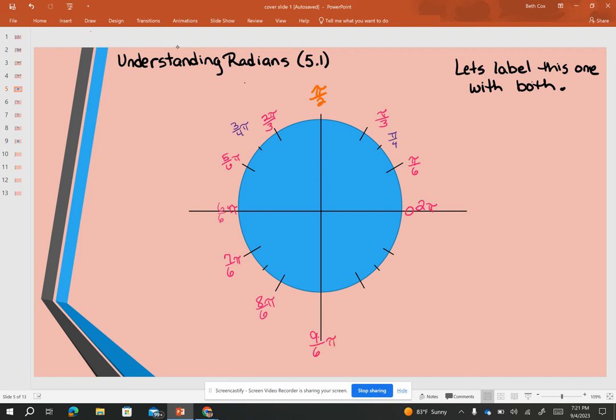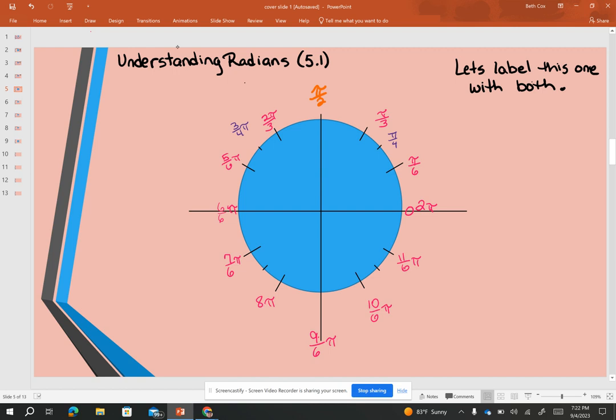We're going to reduce these. 10/6. And then 11/6. And then all the way back to 12/6 pi. And again, I told you we had to end at 2 pi. And 12/6 pi is in fact 2 pi. So let's go in and reduce some of these others. So 6/6 pi we know is just regular pi.